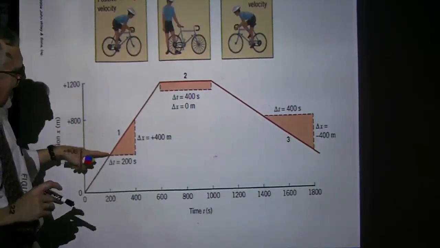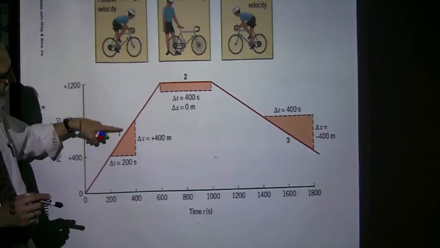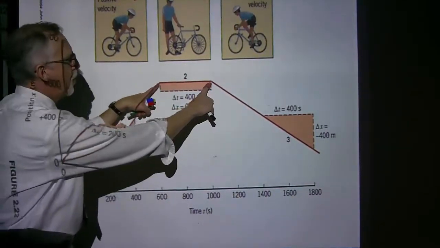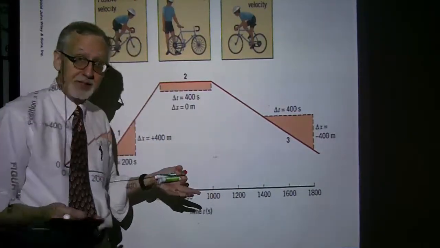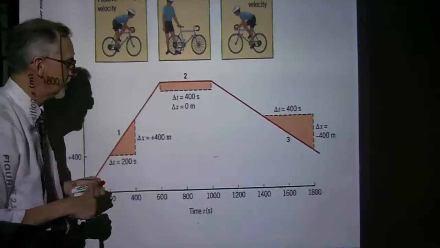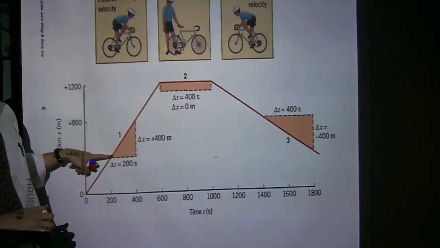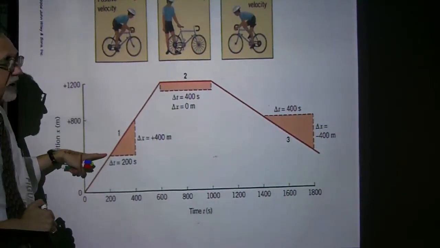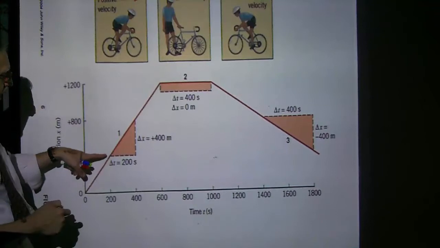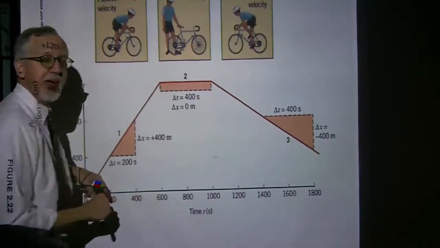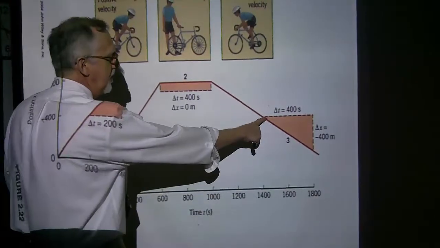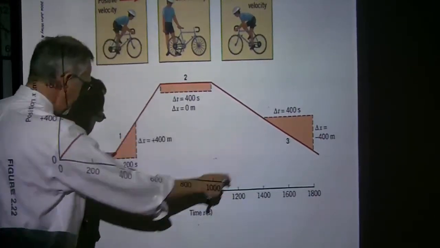Now, do we have to pick 2 points? Notice that for each of these we had to choose 2 points to figure out the slope. Anytime you figure out the slope of a line, you need 2 points. Change in vertical over change in horizontal. Do we have to pick 2 points on one straight line section? No. We could pick, say, this point and this point over here and figure out what's the average velocity between these 2 points.